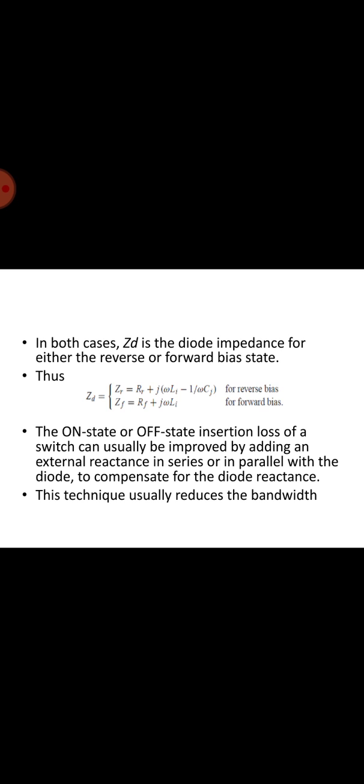In both cases, ZD is the diode impedance for either the reverse or forward bias state. Thus ZD is ZR, which is equal to RR plus j omega Li minus 1 by omega CG for reverse bias, whereas ZF is given by RF plus j omega Li for forward bias. The on-state and off-state insertion loss of a switch can usually be improved by adding external reactance in series or in parallel with the diode to compensate for the diode reactance. This technique usually reduces the bandwidth.